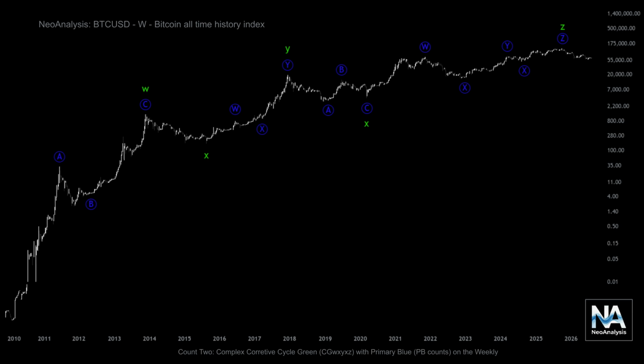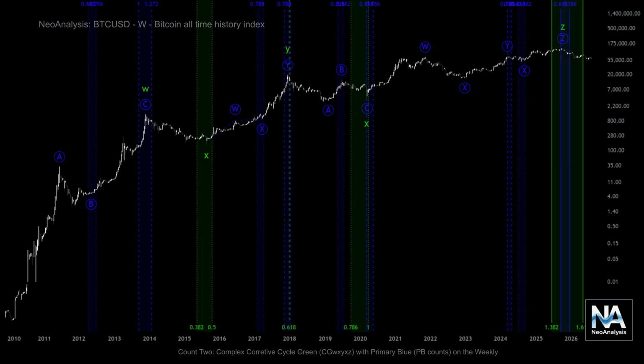Cycle Y contains a WXY at the primary degree. Cycle X2 contains a primary ABC. Cycle Z contains a primary W, X, Y, X, and Z. The time relationships within this count, using the time fib tool, show typical relationships with each wave's reference wave.